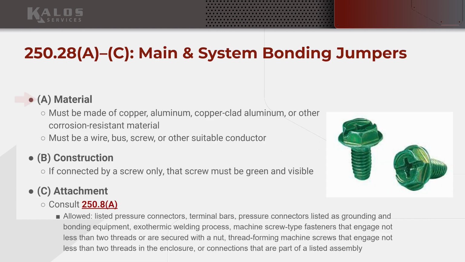Materials. Materials must be made of copper, aluminum, copper-clad aluminum, or other corrosion-resistant materials. These are all the materials we would normally use. Aluminum can't be installed in direct contact with earth. So for your grounding electrode conductor that goes out to your ground rods or your footer steel, that has to be copper. You can't use aluminum for that. It will corrode very quickly. Ground screws have to be green. Believe it or not, this is a rule.